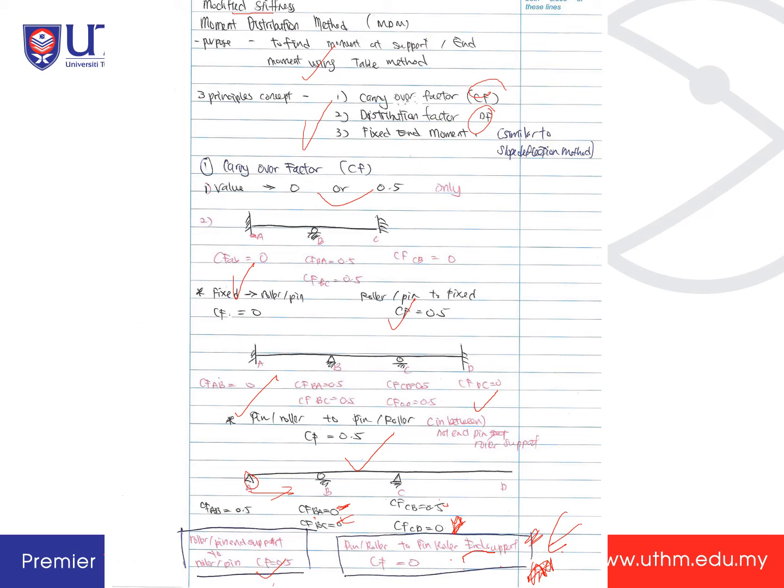Okay, I personally like this modified distribution method better because it is faster. But you need to be careful with the CF. So this one, please digest.